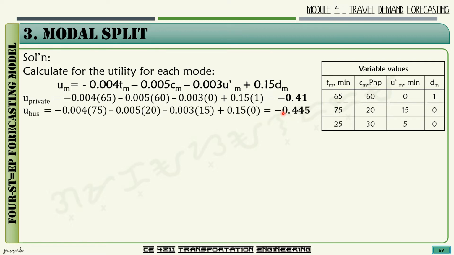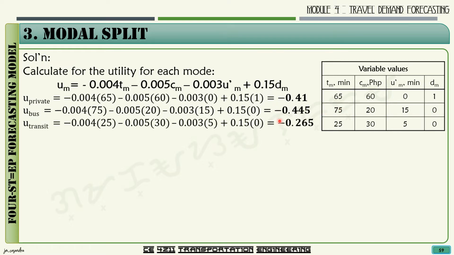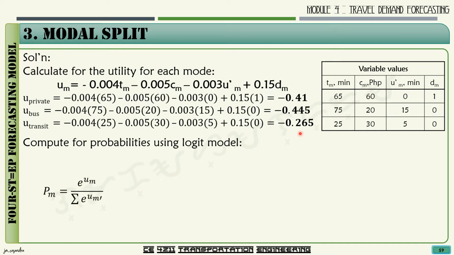0.41, which is negative. And then for the bus, substituting the value for the bus will give us negative 0.445, and for the transit system gives us a U sub m of negative 0.265. So we now use our logit model to compute for the probabilities for each transportation mode.